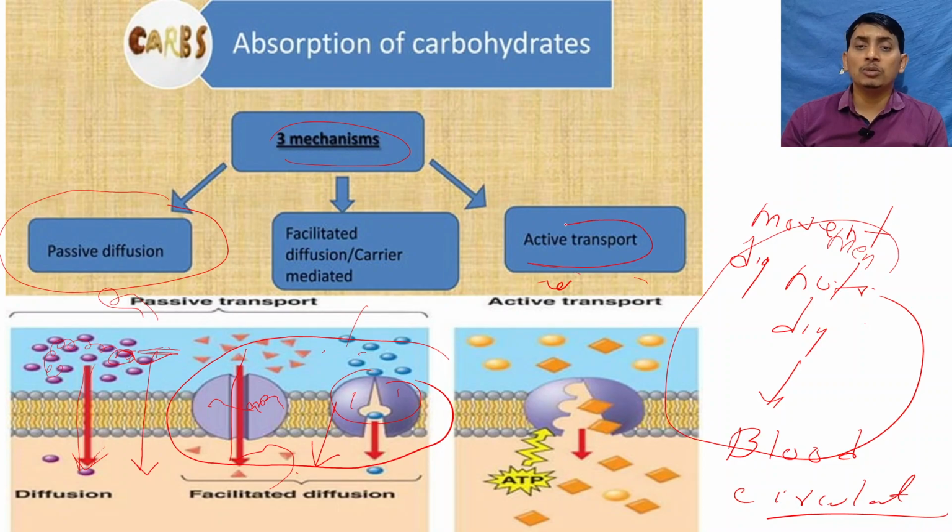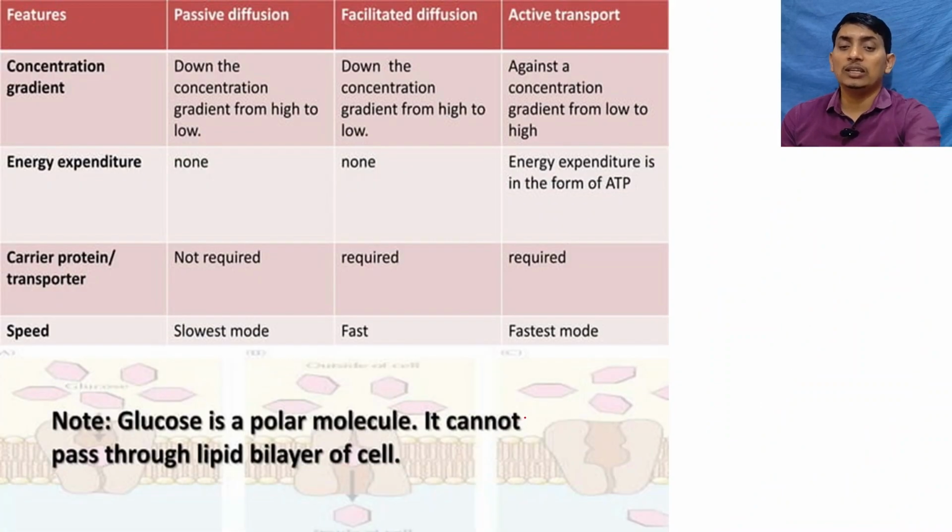Active transport means the movement of nutrients against the concentration gradient. Here it is totally opposite. The molecules are mainly moving from lower concentration to higher concentration with the help of the sodium ATPase pump. So there is a sodium ATPase pump found on the wall of our small intestine, which is mainly helping for absorption. So this is called the absorption of carbohydrate.